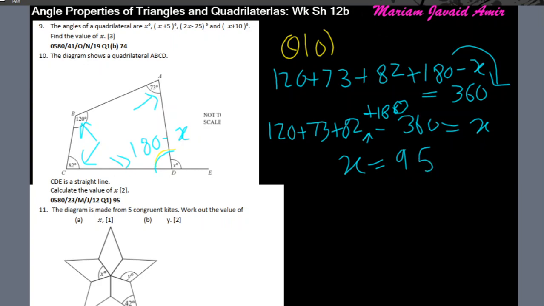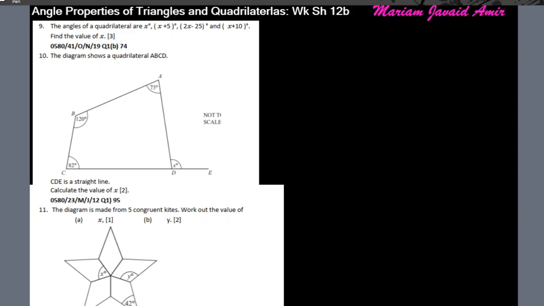Question number 11. The diagram is made from 5 congruent kites. Congruent means that they're exactly identical. So if this is 42, then this would be 42, this would be 42, this would be 42, and so on. And similarly, if this is x, then this is also x, this is also x, x, and x. This is x, and these were 42.